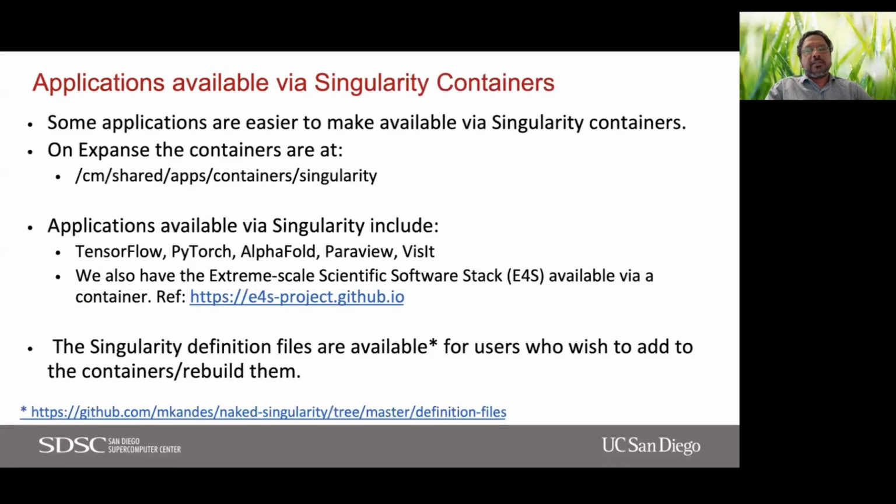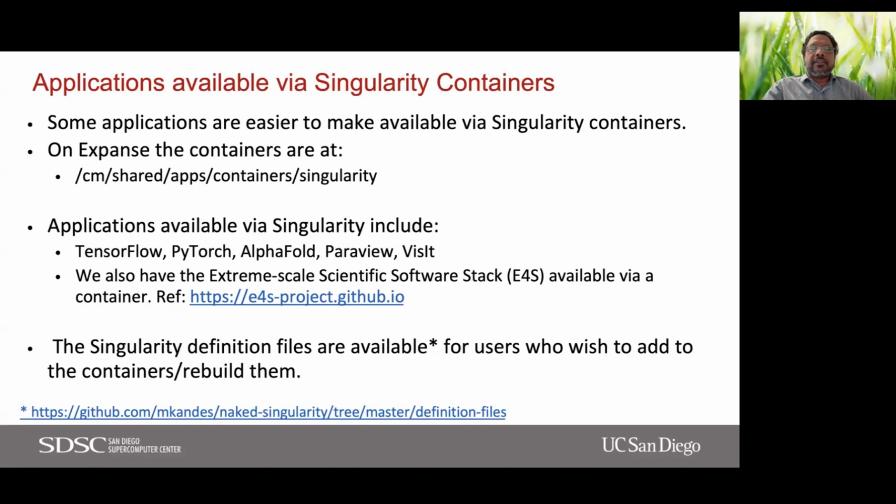using our binaries. Now, the next step is, okay, we couldn't make these work in our standard modules. You can also use applications via Singularity containers. And on Expanse, the containers are in /cm/shared/apps/containers/singularity. And we've got a few standard applications that are available via Singularity, like TensorFlow, PyTorch, AlphaFold, ParaView, which is a visualization software, and VisIt, which is also visualization software.